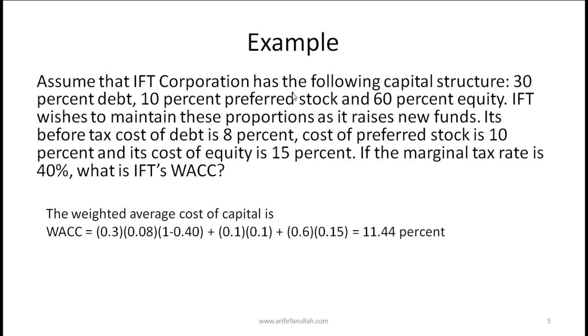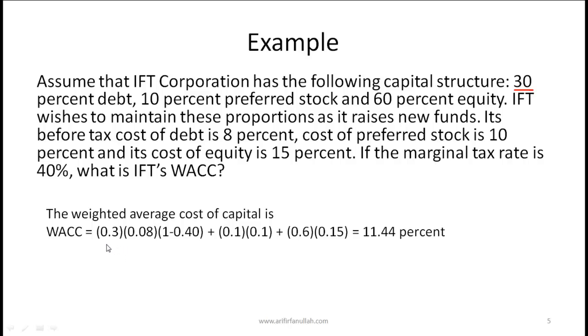Assume that IFT Corporation has the following capital structure: 30% debt, 10% preferred stock, 60% equity. IFT wishes to maintain these proportions as it raises new funds. Its before tax cost of debt is 8%, cost of preferred stock is 10%, cost of equity is 15%. If the marginal tax rate is 40%, what is the WACC? So again, we are using the same formula. It's very simple but important enough that we look at it twice.